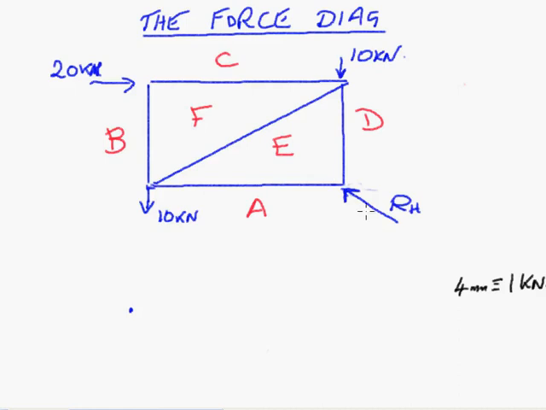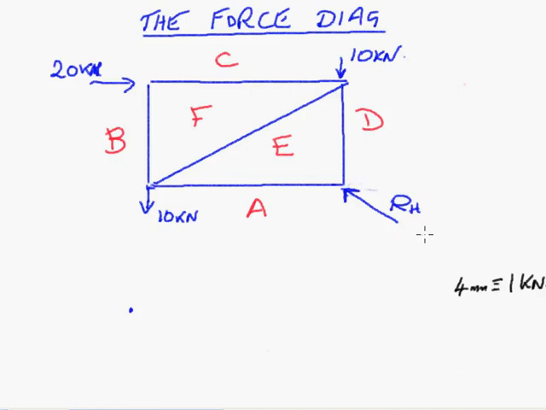Because each adjacent force has a common letter in its identification, this means that the head of the vector of this force is going to be the tail of the vector of this force. The head of this force is going to be the tail of the vector of that force. So we can just simply start at an unknown.